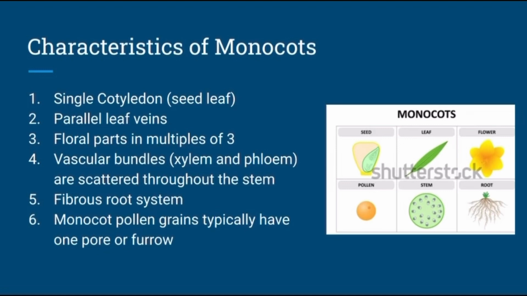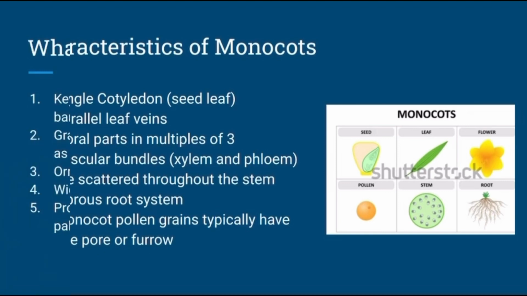The vascular bundles, xylem and phloem, in monocot stems are scattered throughout the stem without a clear arrangement or pattern. Next, the root system. Monocots typically have a fibrous root system, with many thin roots spreading out from the base of the plant. And the last characteristic is the pollen structure. Monocot pollen grains typically have 1 pore or furrow, whereas dicots usually have pollen with 3 pores or furrows.